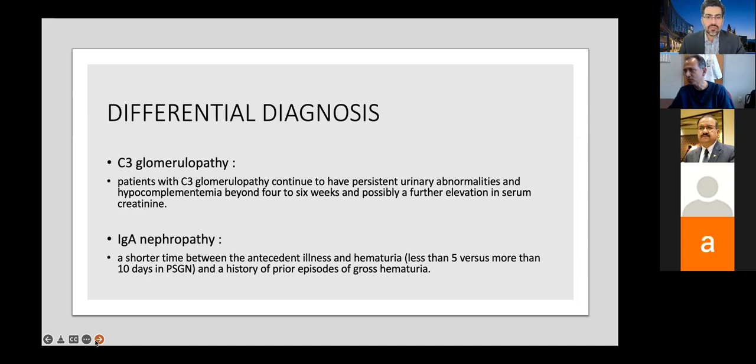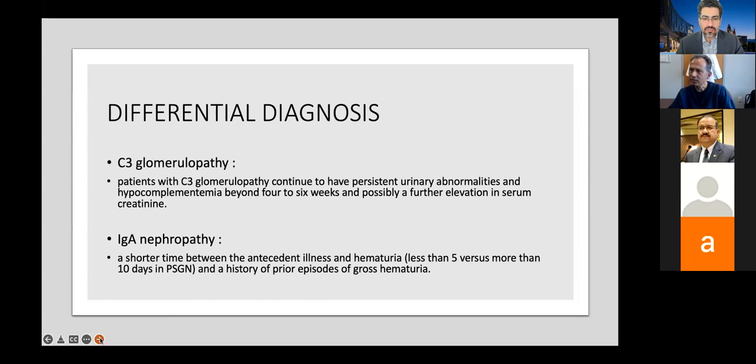And when you do the biopsy, you will not see the typical infiltration of neutrophils on light microscopy. And if there's a deposit, it will be more in the mesangium. So that's how it differentiates from post-streptococcus.